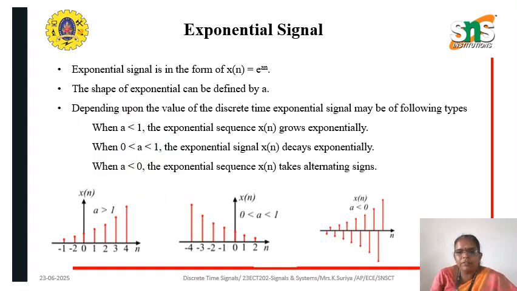The next one is an exponential function. So exponential function is of the form x of n is equal to e power a n, where the shape of the exponential depends upon the value of a. So here you have three conditions. A is greater than 1, a lies between 0 and 1, and a is less than 0. So when a is greater than 1, the sequence will grow exponentially as shown in the first figure. When it lies between 0 and 1, say for example 0.5, then the exponential function will decay exponentially, and when a is less than 0 then the exponential sequence will take alternating signs, as shown in figure 3. So there are three types of exponential cases here.